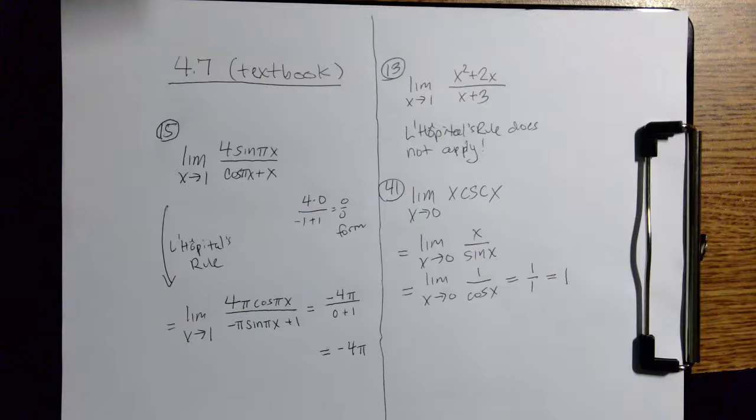It's a rather powerful rule, but we do need to be careful and not try to apply it in cases where it's not actually applicable. Let's look at this first one. We've got the limit as x approaches 1 of 4 cosine pi x divided by cosine pi x plus x.